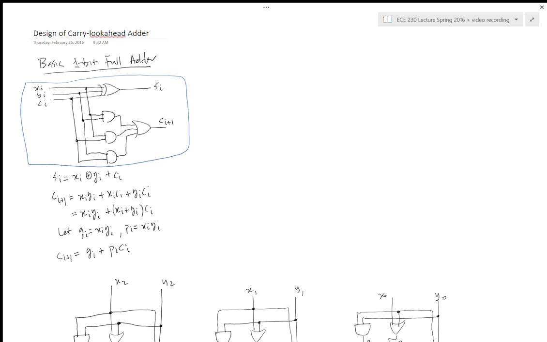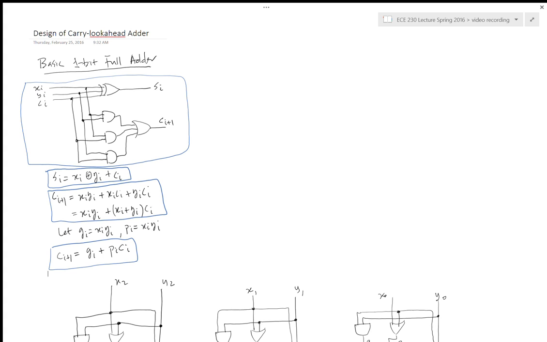From here we can find the equation for Si, which gives you the sum, and the equation for Ci plus 1, the carry out. Okay, if we rewrite this equation using Gi and Pi, it's just a shorter form, so it's much easier for us to derive. The idea of the carry-lookahead adder is each stage is going to produce its own carry bit. What it means is, instead of waiting for the previous stage to give you the carry coming in, you're going to produce your own carry.